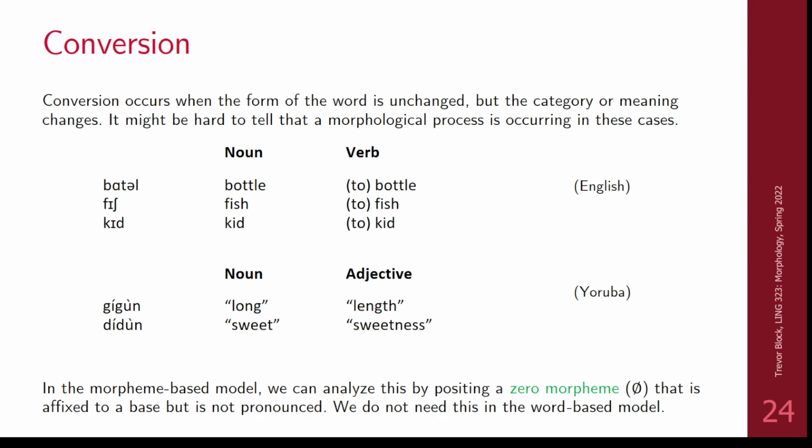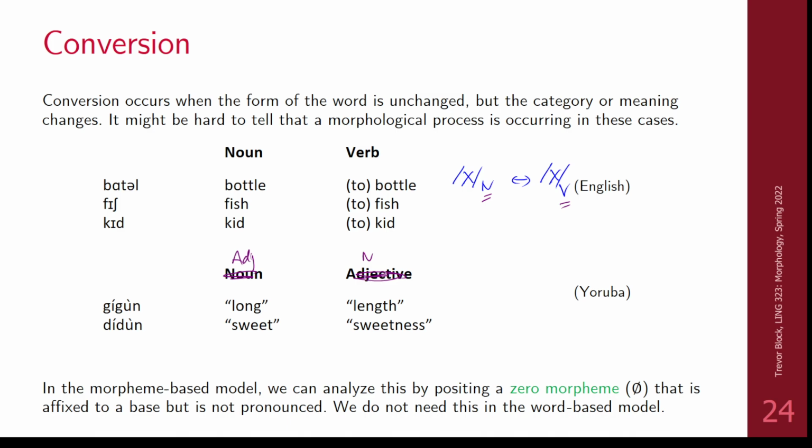The last thing we'll talk about is conversion. Conversion is a very uninteresting process. So basically what happens is you have a word like bottle or fish or kid that is one category, and you can use that same word as another category, either with a stress shift or with no stress shift. So I have a bottle, I want to bottle something. It's pronounced the same. So what we can say is if we have some form X and it's a noun, we can create a new word that looks exactly the same, but it's a verb. So what's changed is the category of the form, but not the form itself.